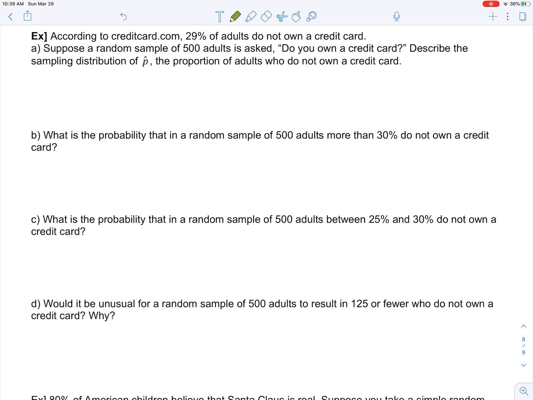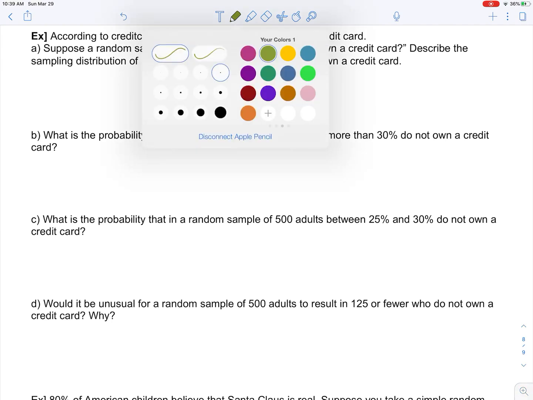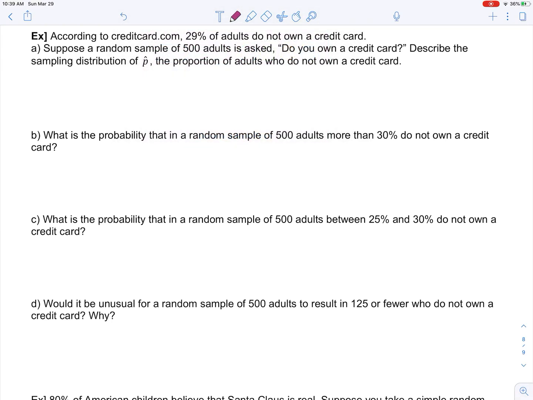According to creditcard.com, 29% of adults do not own a credit card. Suppose a random sample of 500 adults is asked, do you own a credit card? Describe the sampling distribution of p hat, the proportion of adults who do not own a credit card. Anytime we're asked to describe a sampling distribution, we're being asked to find two things: the mean and standard deviation of the sampling distribution.